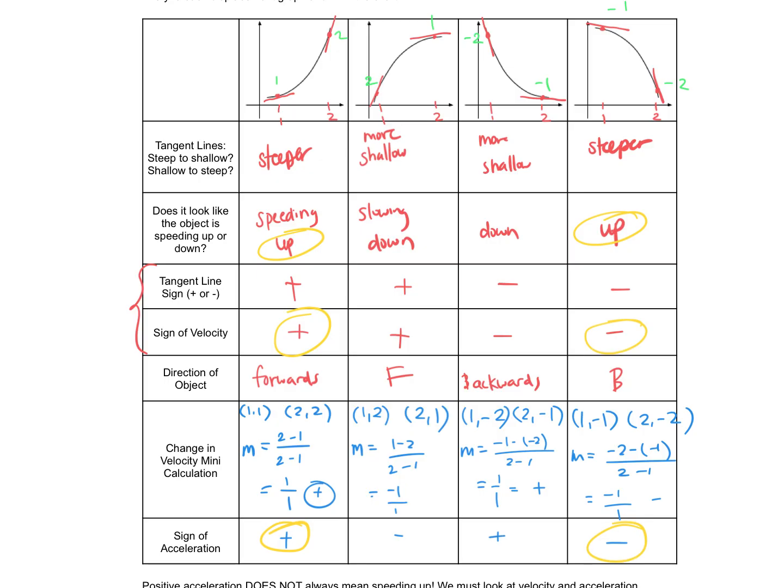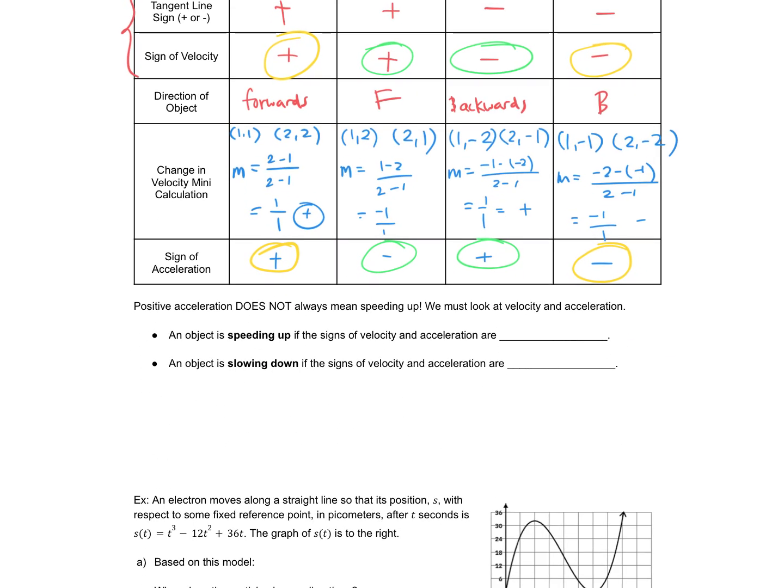So as of right now, it kind of looks like if the sign of velocity and acceleration are the same, we should be speeding up. Let's see if the opposite is true for slowing down. Sign of velocity was positive, acceleration was negative. Sign of velocity was negative, acceleration was positive. And for these ones, we were slowing down. Perfect.